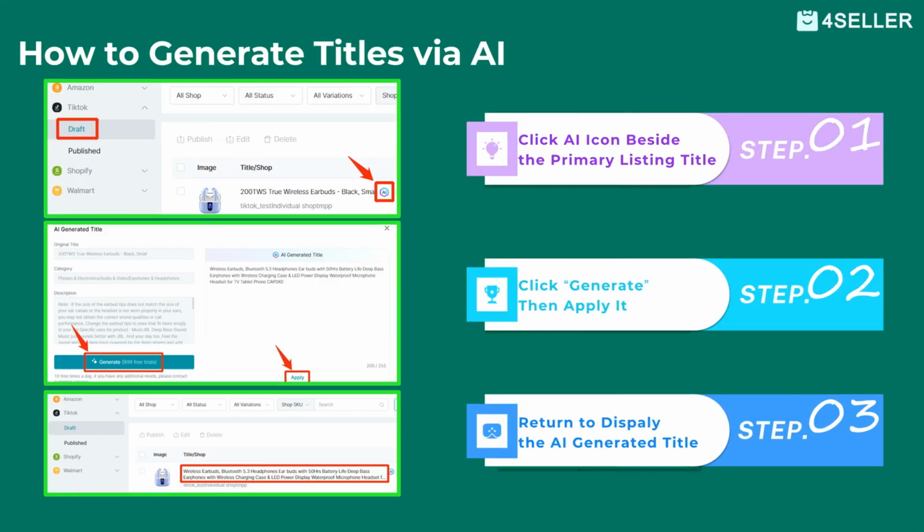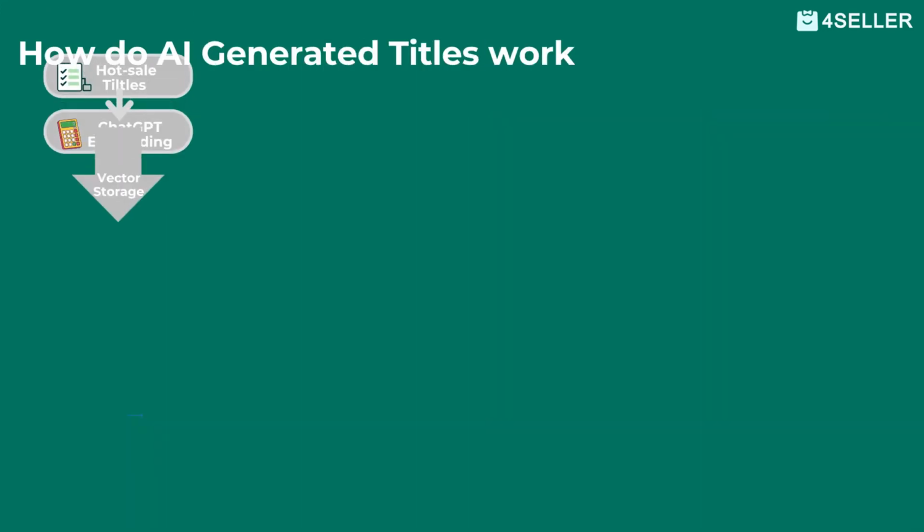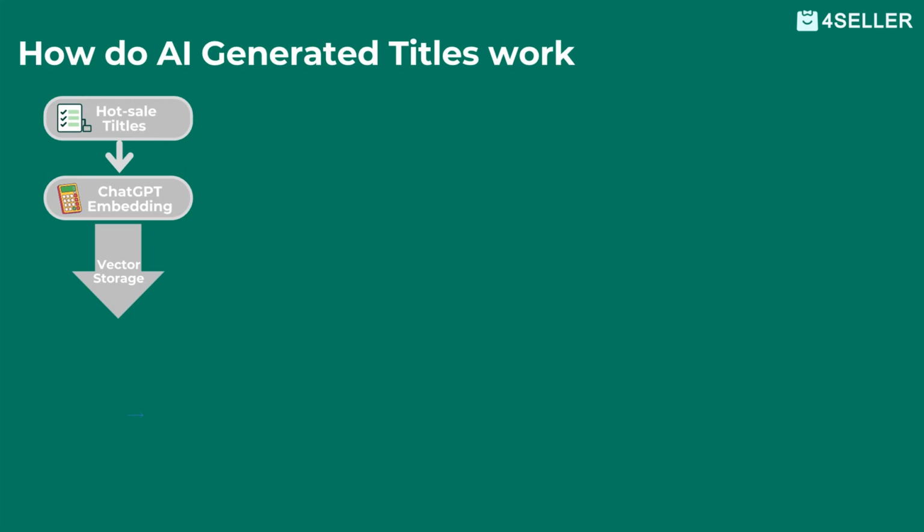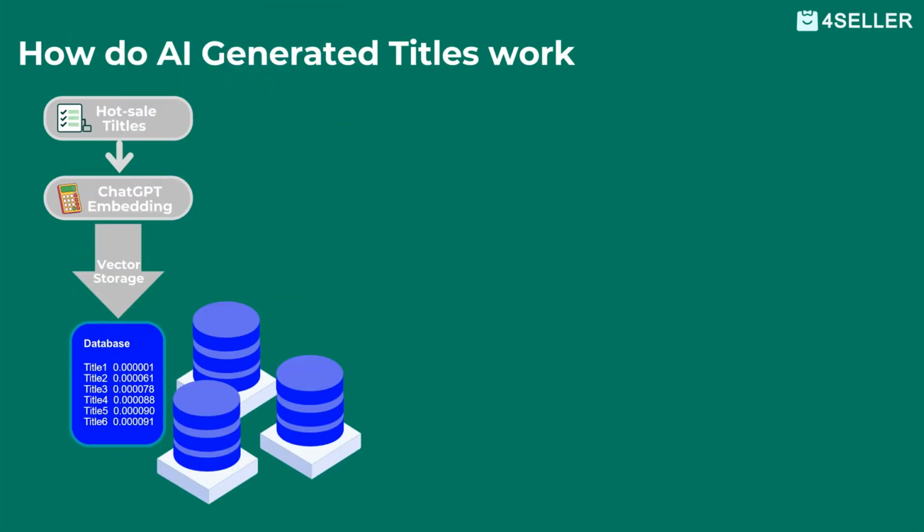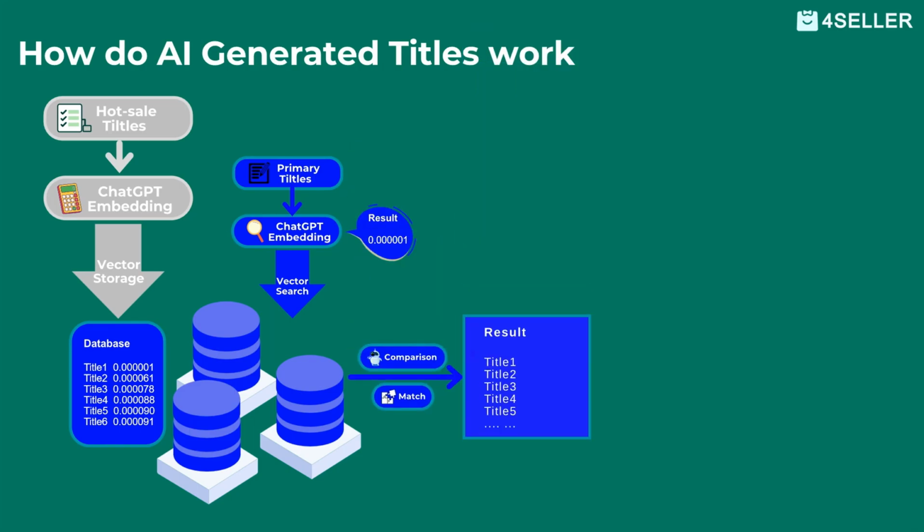So, how does the AI-generated title function work? ForSeller will first pre-capture the listings of hot sale products on mainstream platforms and use ChatGPT embedding for vector storage. In the meanwhile, it takes your original product information and does a vector search. Then it filters out the vectors with the most similar values from the database by matching them.